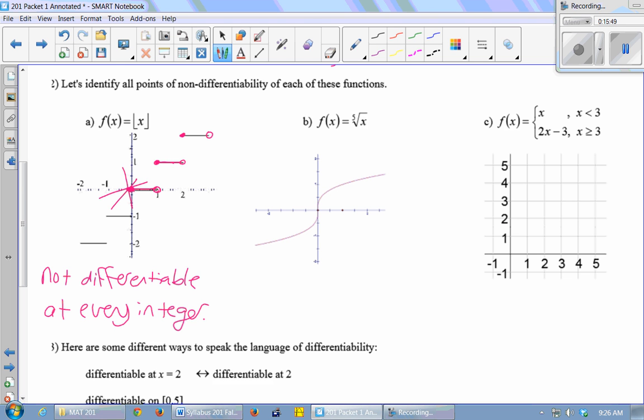Okay. So the fifth root of x. Is there a place in the fifth root of x graph where you can't take a derivative? X equals 0 because you have a vertical tangent line. Not differentiable at x equals 0.